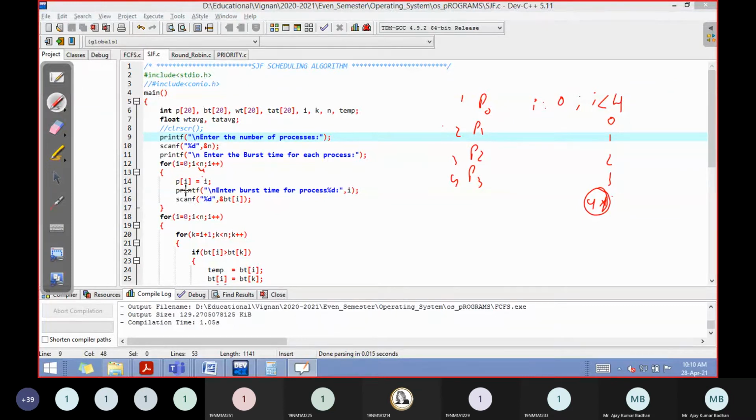We have started from 0. So p of 0 is equal to 0. Initially, we are allocating an id of 0 for the process P0. Then we are asking to enter the burst time for that particular process, like 6, 7, 8, 3, something we have written. This is the for loop statement for that particular code. And after that, we have started executing it now.